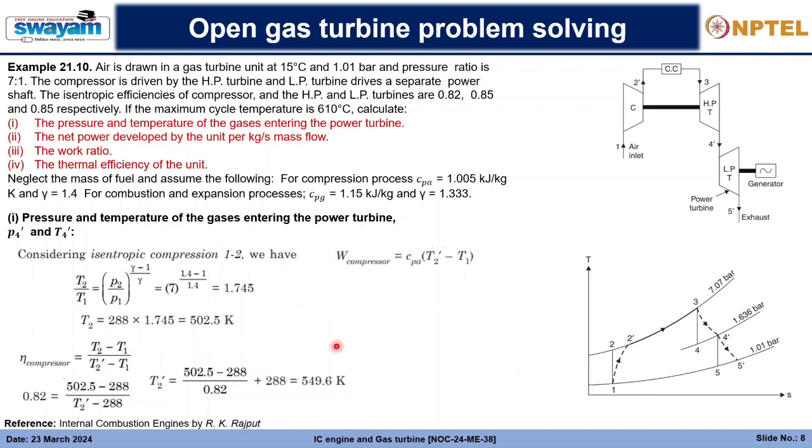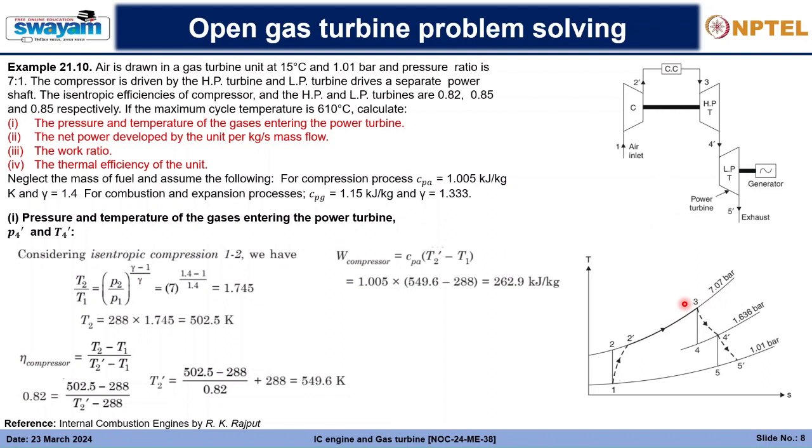Next, we will calculate the compressor work, that is Cpa into T2 dash minus T1, and we will get the work output to be 262.9 kilojoule per kg. So this amount of work is completely utilized by the HP turbine, right? And of the HP turbine, what do we know?